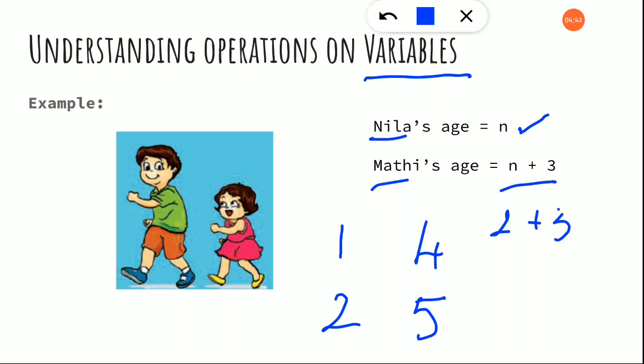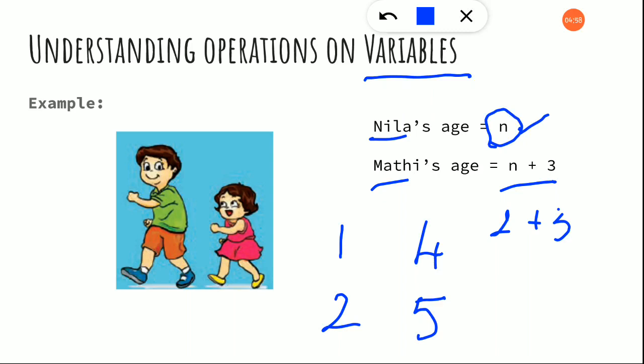Same way, continuously, whenever the age of Nila is increasing by 1, Madhi's age is increasing by 1 as well, staying 3 more. That is the operations on variables. We are just assuming the age of Nila as n.